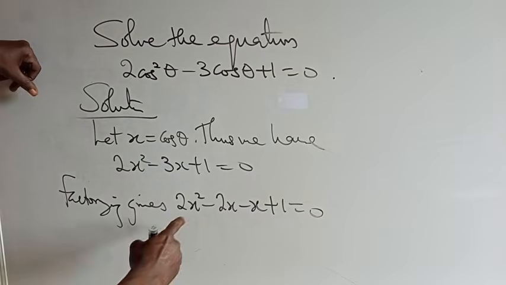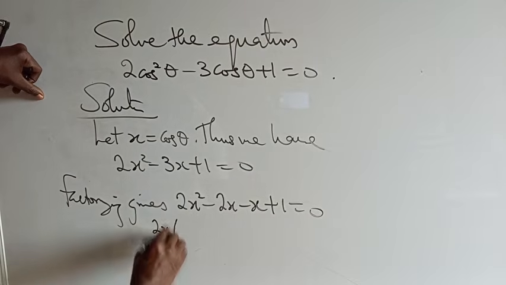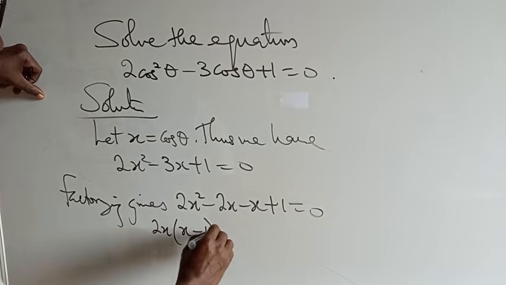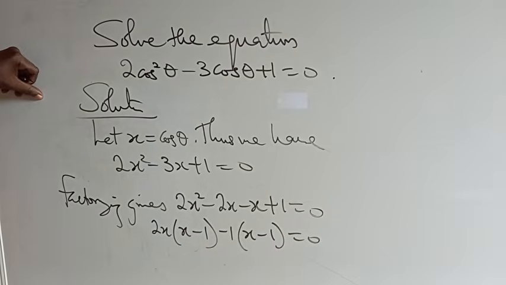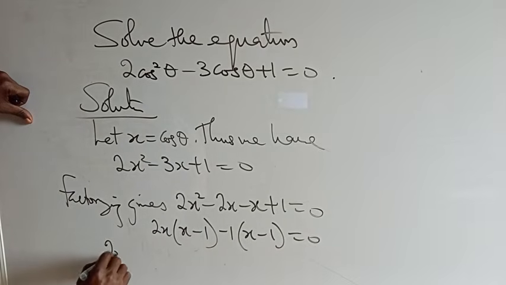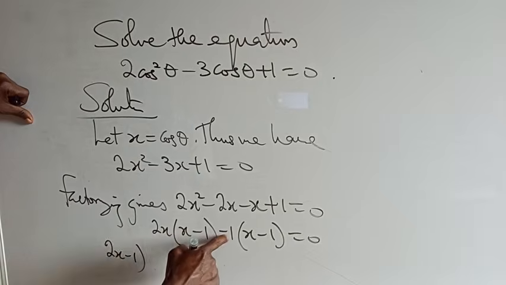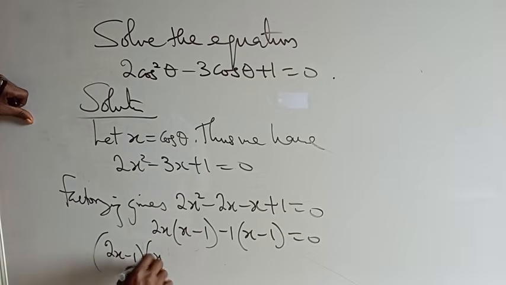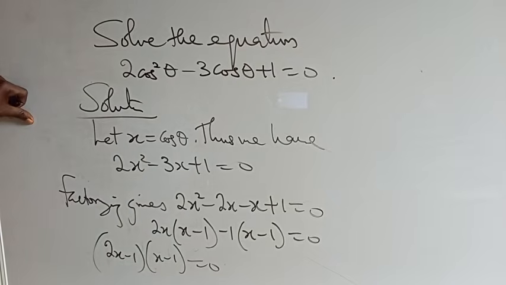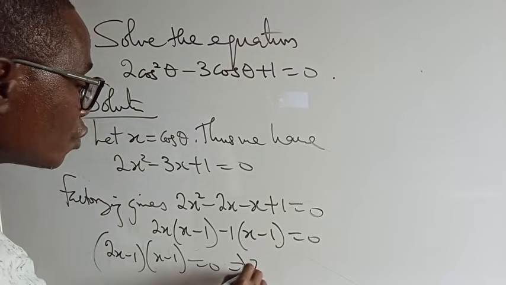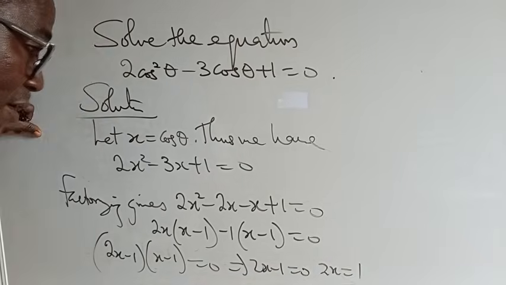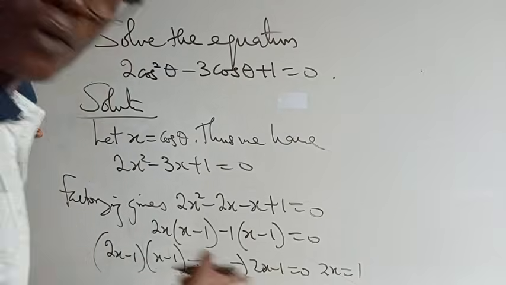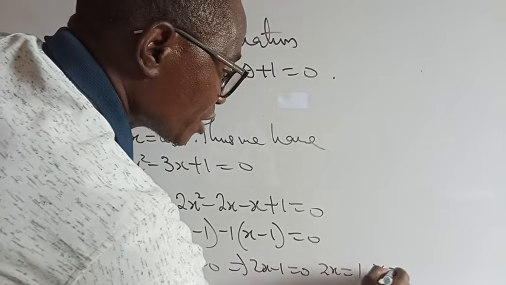Beautiful. So what is coming here? 2x into x minus 1, into x minus 1 is equal to 0. So 2x minus 1, you pick this one on this, into brackets, x minus 1 is equal to 0. So now 2x minus 1 is equal to 0. 2x is equal to 1. And so, what do you have here now? x to be equal to 1 over 2.